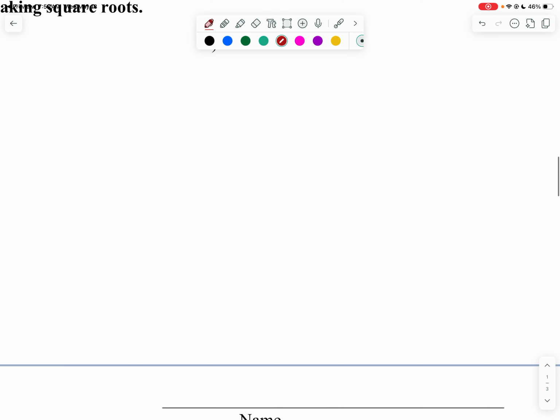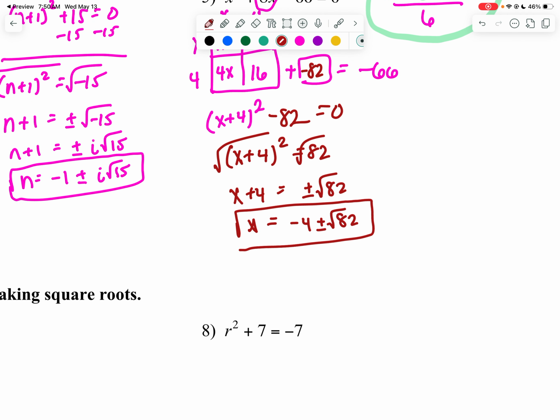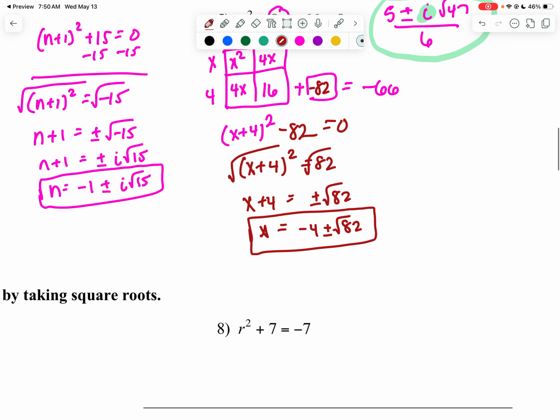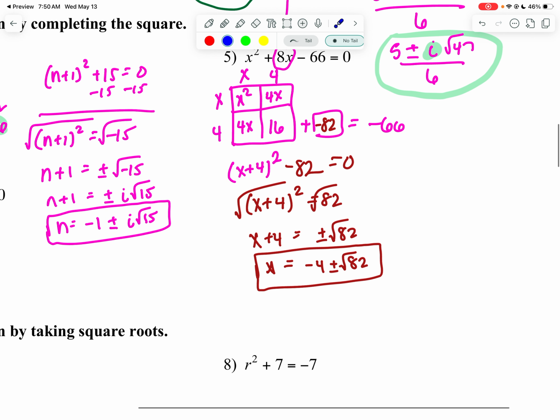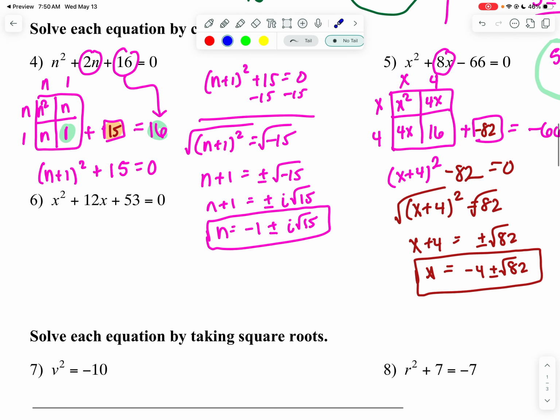Now, you'll notice that with number 5, this one here did not have an imaginary solution because whenever I took the square root of both sides, the right side was positive and it wasn't negative. So that did not have any imaginary solutions.